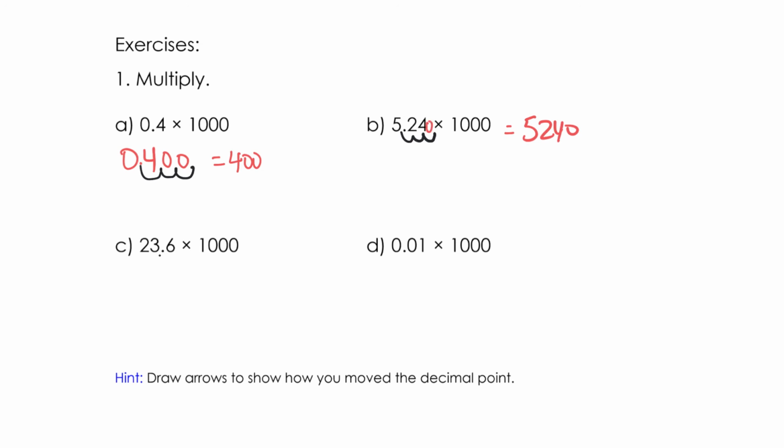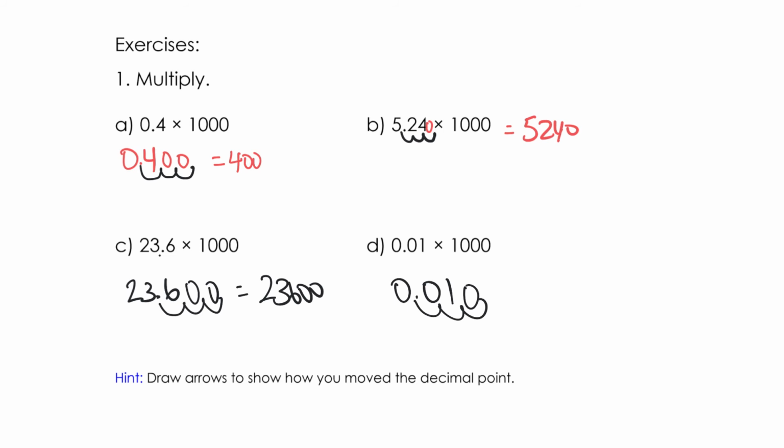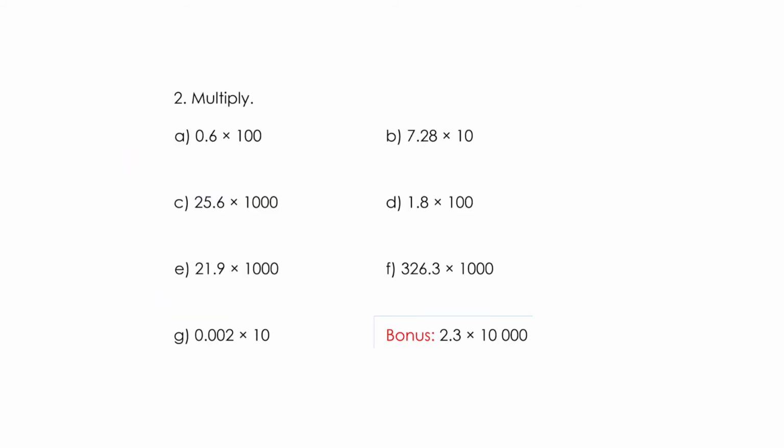And here, let me rewrite it at the bottom. 23.6. 1, 2, 3. 23,600. And the last one, 0.01. 1, 2, 3. Your answer would be 10. Draw arrows. Did that. Use my hint if you want. It's up to you. I'm just trying to make it easier for you.